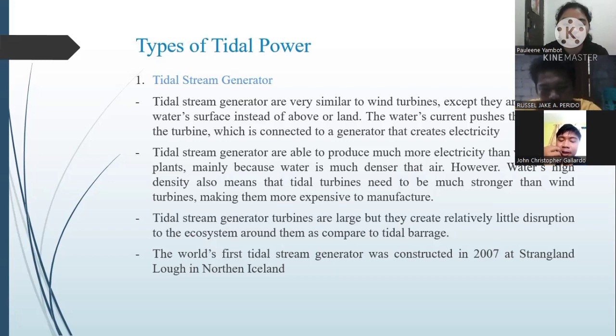Tidal stream generator turbines are large, but they create relatively little disruption to the ecosystem around them as compared to tidal barrage. The world's first tidal stream generator was constructed in 2007 at Strangford Lough in Northern Ireland.